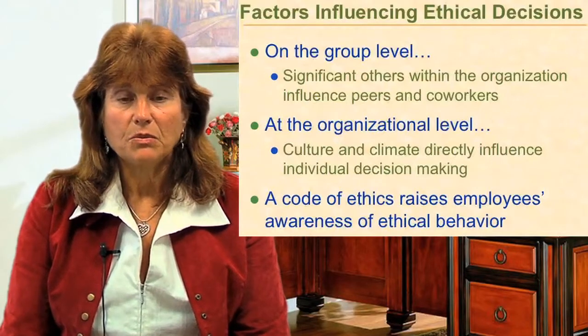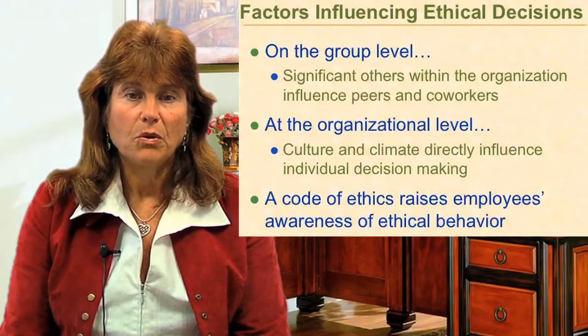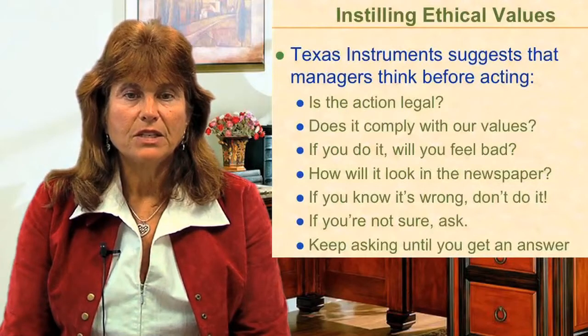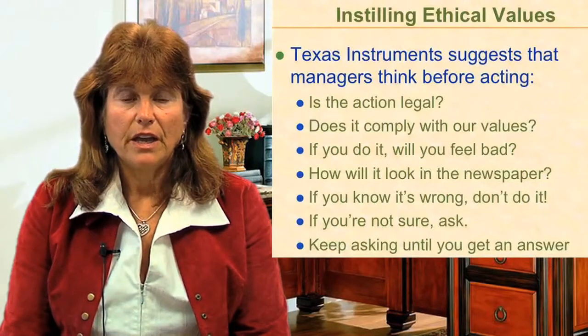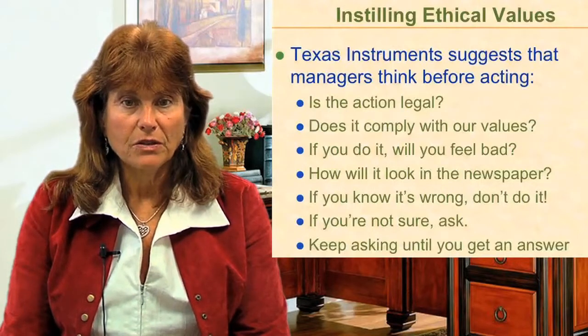Lots of organizations, as we said earlier in our studies here, have codes of ethics to try and raise employee awareness of ethical behavior. An organization that is classic for helping people make ethical decisions is Texas Instruments, and they often have people ask these questions before they make a decision. First of all, is this decision legal? And if it's not, then you don't do it. Does it comply with our values? That means knowing your values.